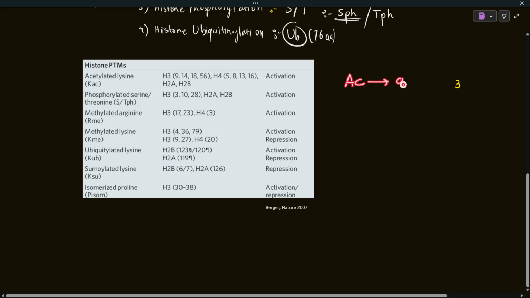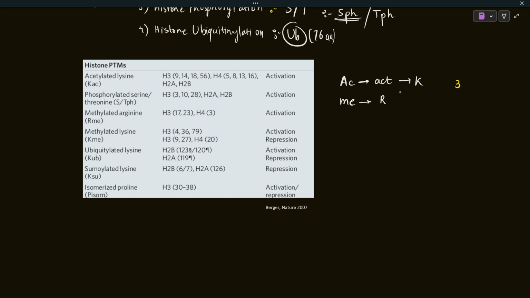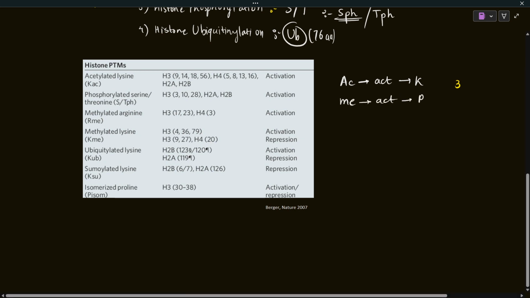Acetylation will always lead to activation. There are a few things that you have to learn by heart. Acetylation will always lead to activation, and it is always done on lysine. Methylation is always activation if it is done on arginine, but the methylation which is done on lysine could be an active mark or a repressive mark. Then phosphorylation, which is done on serine or threonine residue, will always be an active mark.